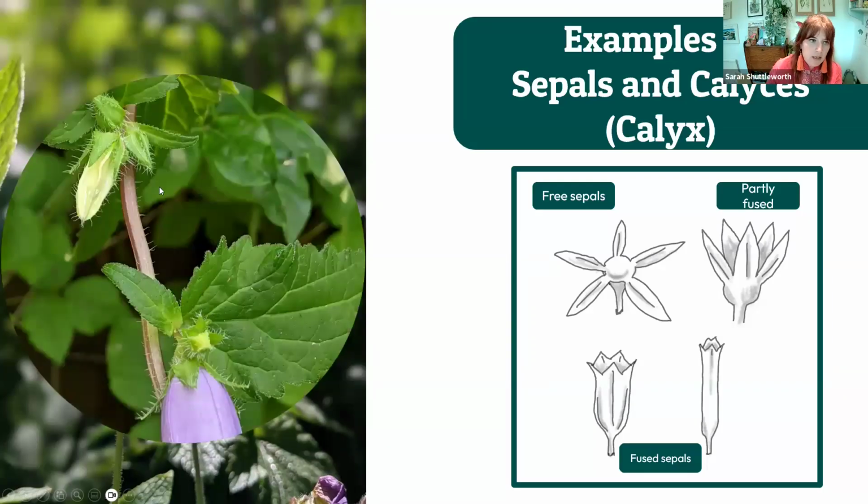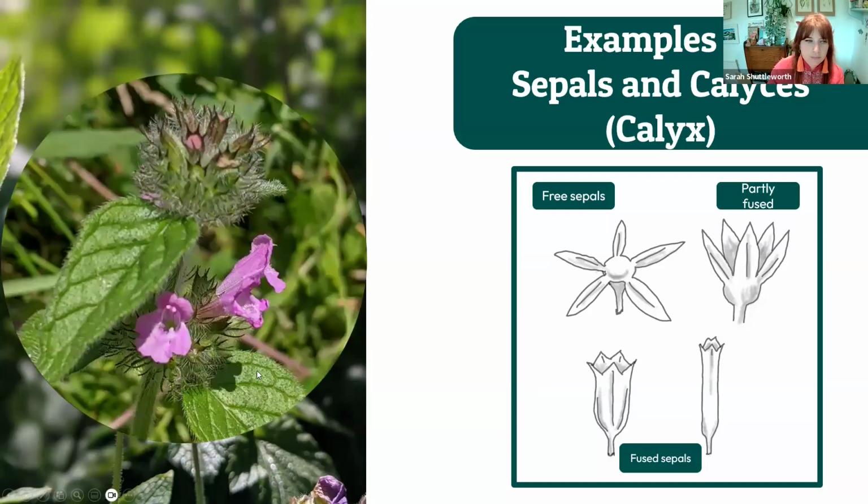Something like this campanula, bellflower, you can see again the bud is nicely protected in the sepals, but it's partly fused towards the bottom. So it's still forming a calyx, but it is splitting out into more characteristic sepals.